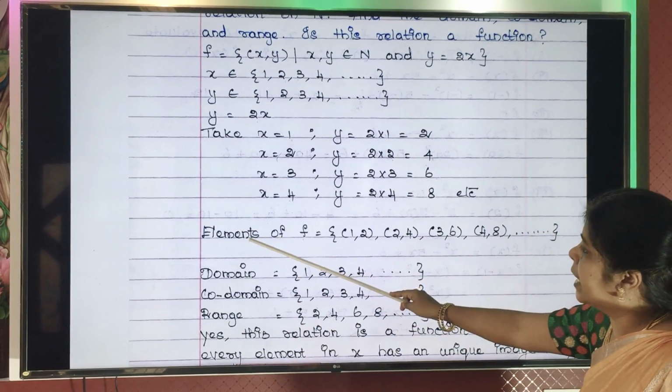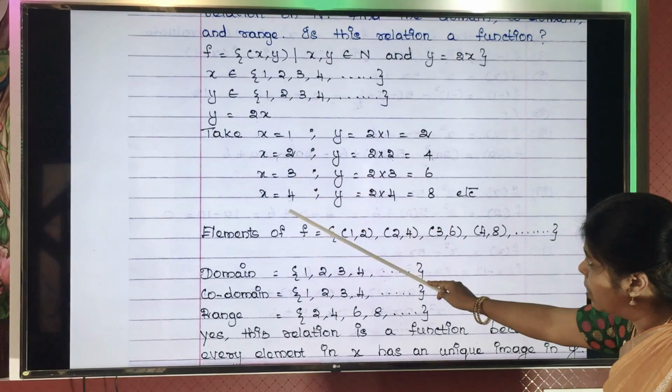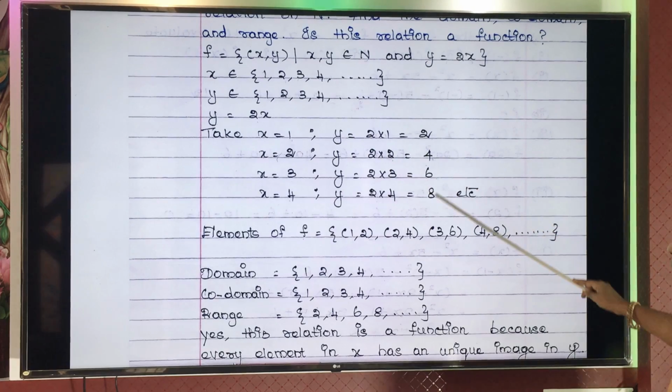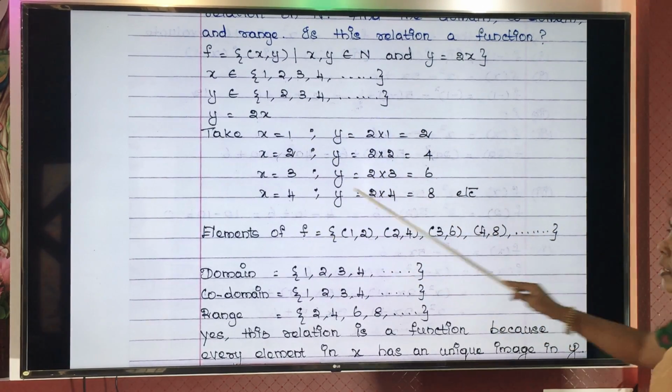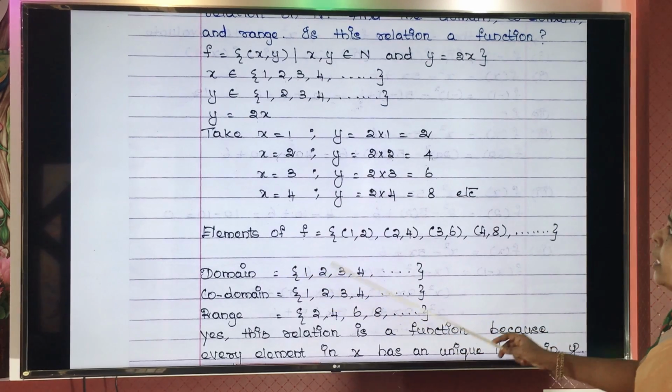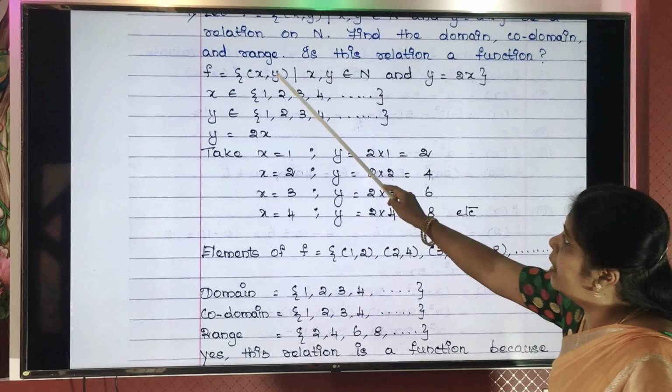Now we have seen the elements of f. Have you all understood? By substituting the x value we got the y value. We took both and wrote them here, and those are the elements of f. Now what question have they asked? Domain, codomain and range.